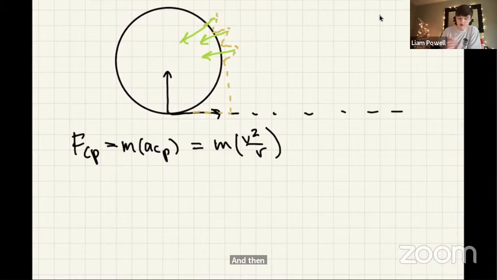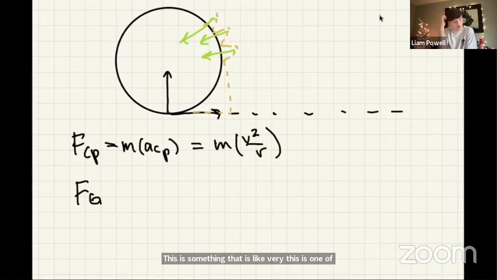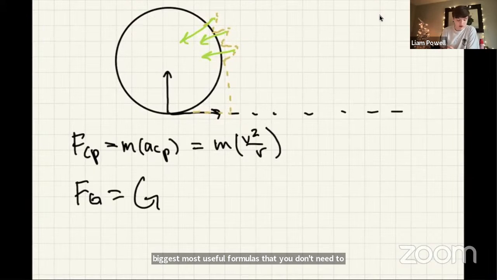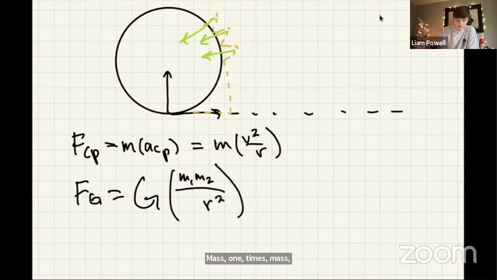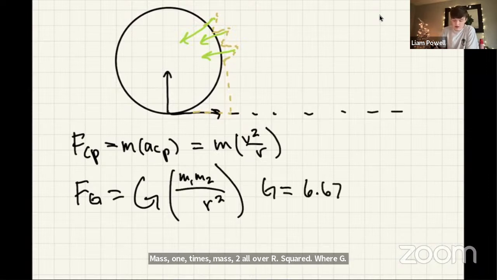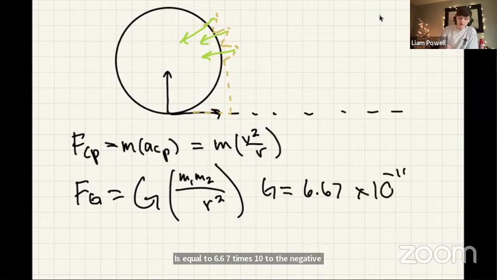So, Newton's law of universal gravitation. This is one of the biggest, most useful formulas that you'll need to memorize. The force of gravity is equal to the big G times mass 1 times mass 2, all over r squared, where G is equal to 6.67 times 10 to the negative 11th. So it's very small. And the units for that are meters squared over kilograms squared.